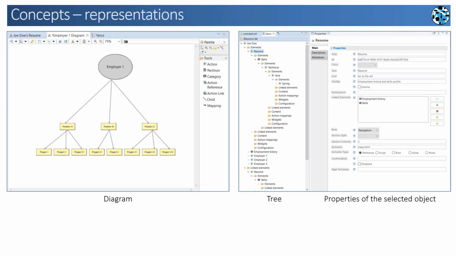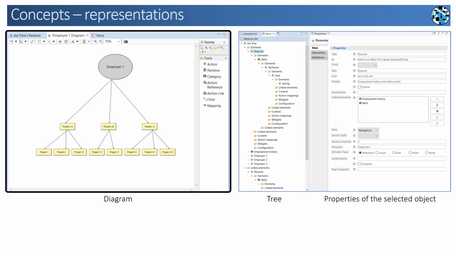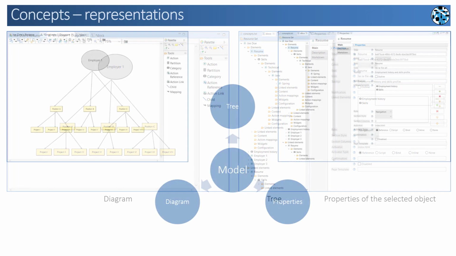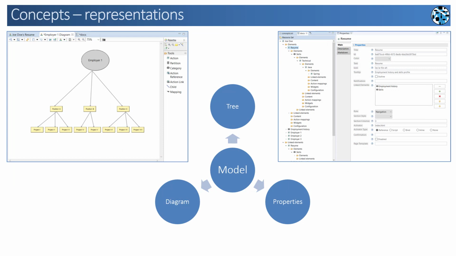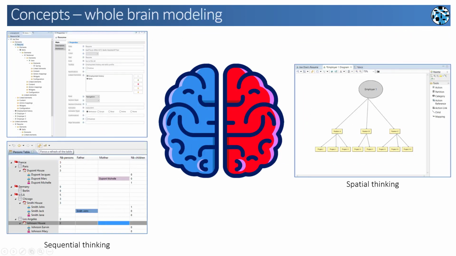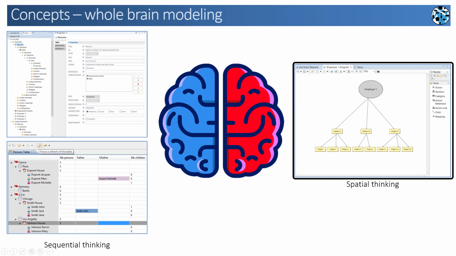A model can have multiple representations. In this guide we will take a look at the tree representation, the diagram representation, and the properties view. It is important to understand that all these representations are backed by the same model. Different representations of the same model allow us to utilize thinking modes most appropriate for a particular modeling task. Diagrams can be used to define the site structure.